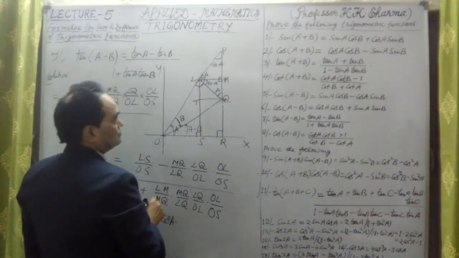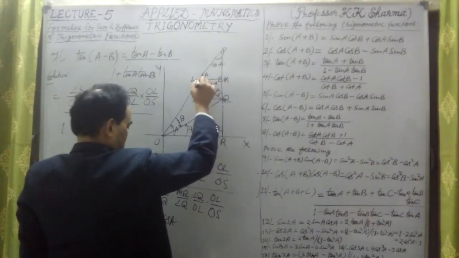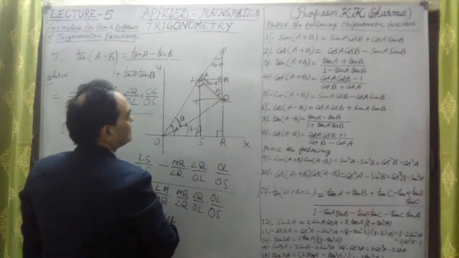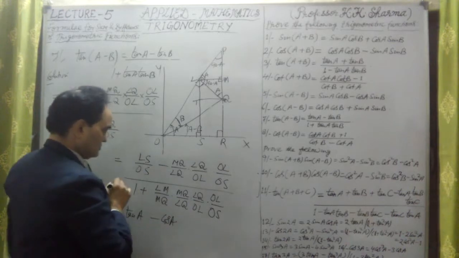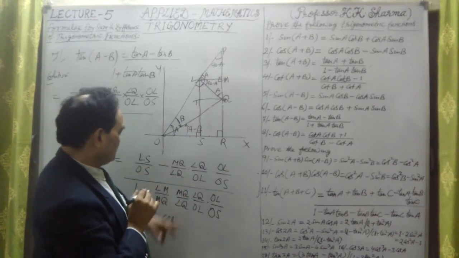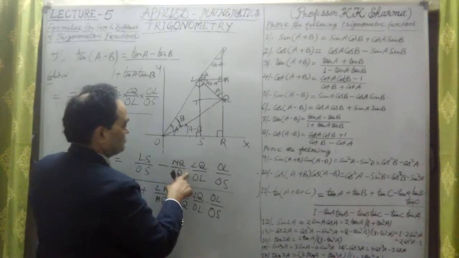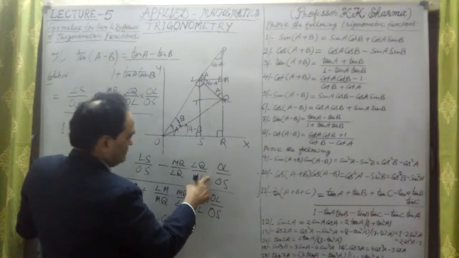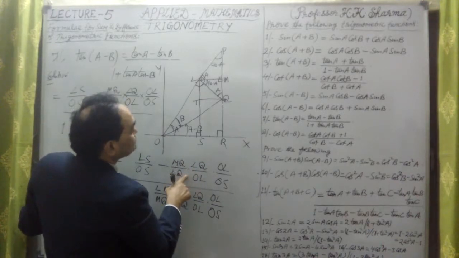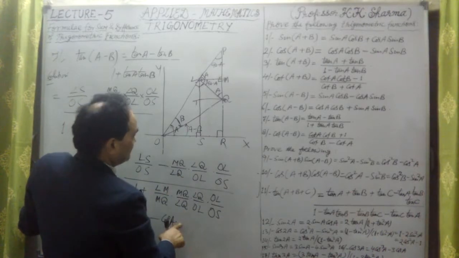MQ upon LQ. What I'm doing for this one? MQ upon LQ. Yeah, MQ upon LQ. I'm just doing this one. Sorry. So MQ upon LQ, where is MQ? MQ upon LQ, this is Cos A, okay.